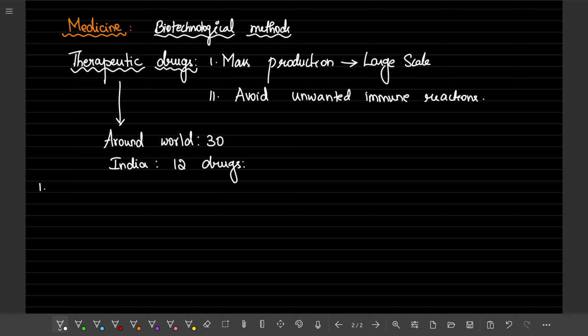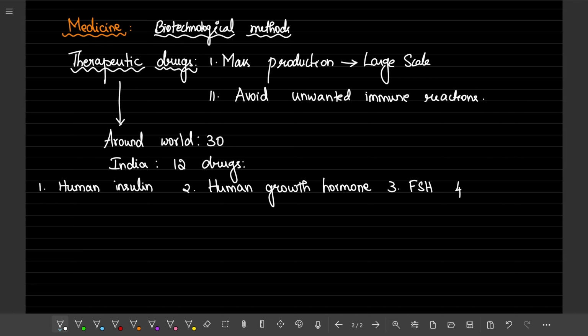First is going to be human insulin. Against what is human insulin used? Obviously, diabetes mellitus. Then human growth hormone. Another most commonly used one these days is FSH. For what is FSH used? Fertility treatments. In fertility treatments, FSH is going to be used.